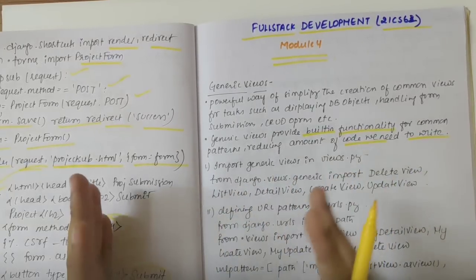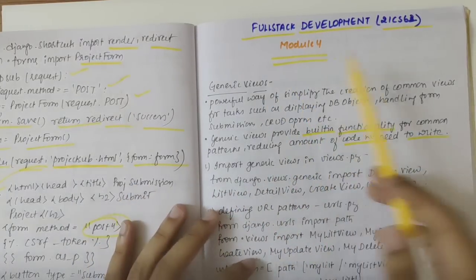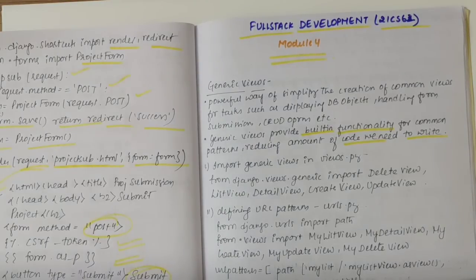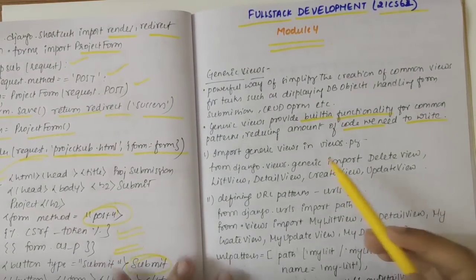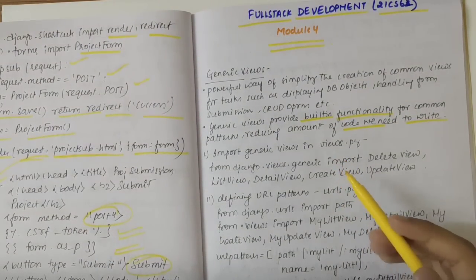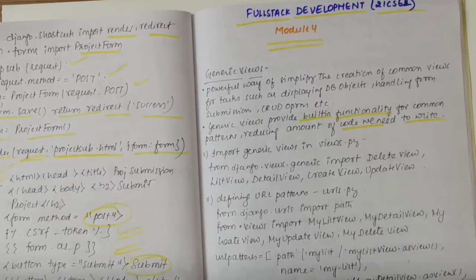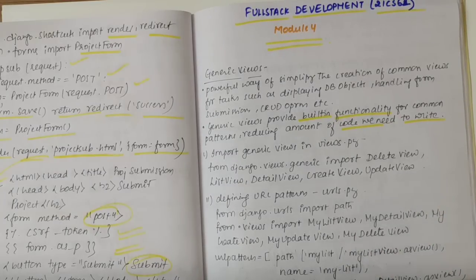In this video, we'll be looking into the important concepts of the fourth module from the Full Stack Development subject, subject code 21CS62. Starting from the first topic, we have generic views. They can ask us the definition of generic views, what are the advantages, and how do we handle the generic views, and an example along with it.